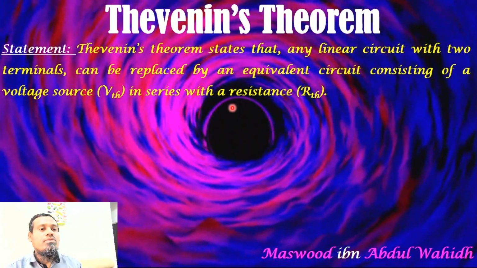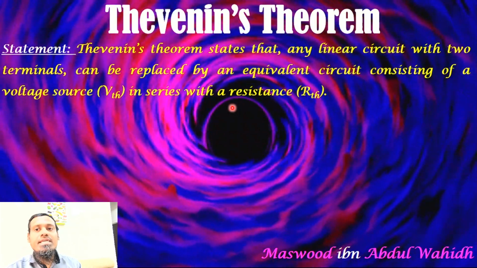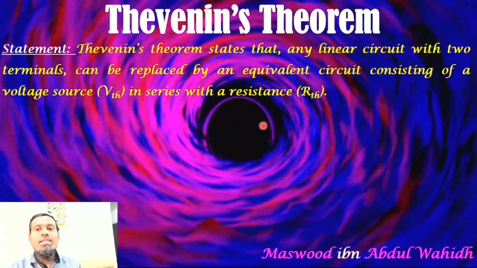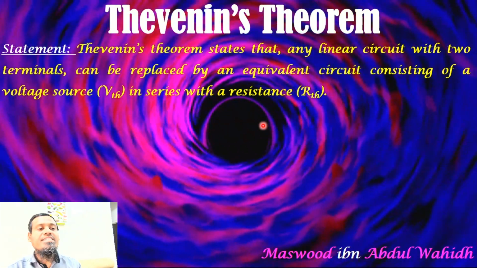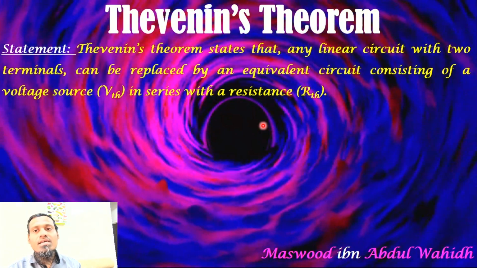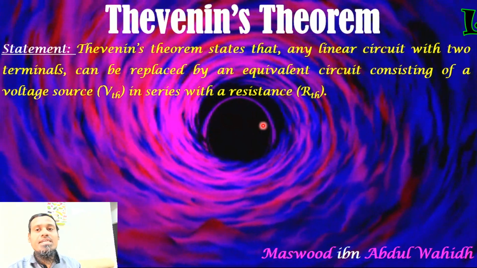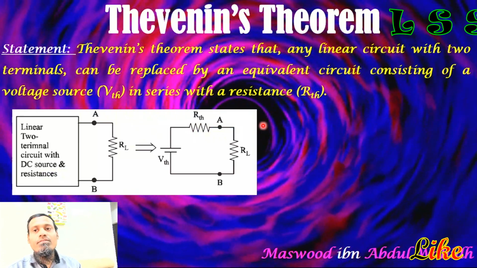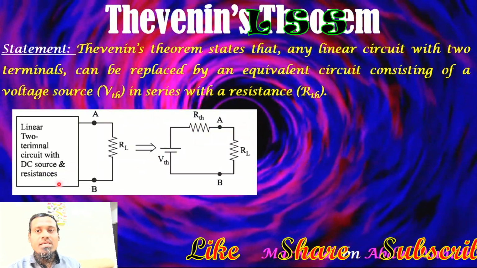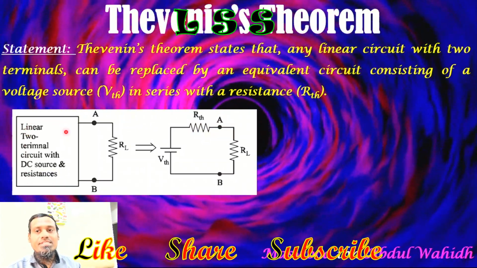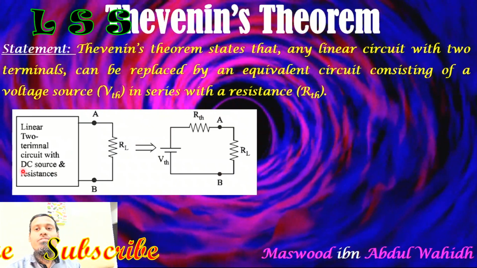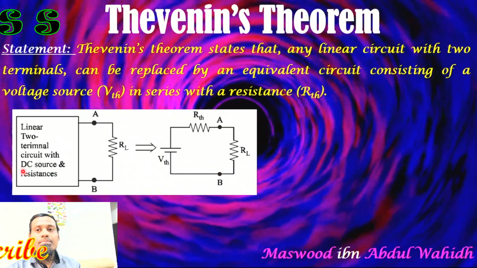So as every one of you knows, Thevenin's theorem states that any linear circuit with two terminals can be replaced by an equivalent circuit consisting of a voltage source VTH in series with a resistance of RTH, where VTH is the Thevenin equivalent voltage and RTH is the Thevenin equivalent resistance. The same statement is represented to you here in terms of a pictorial diagram.